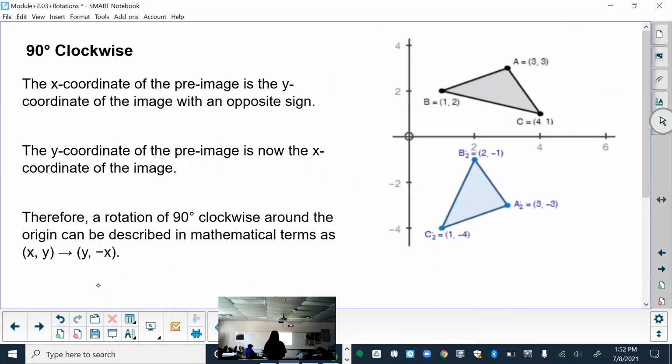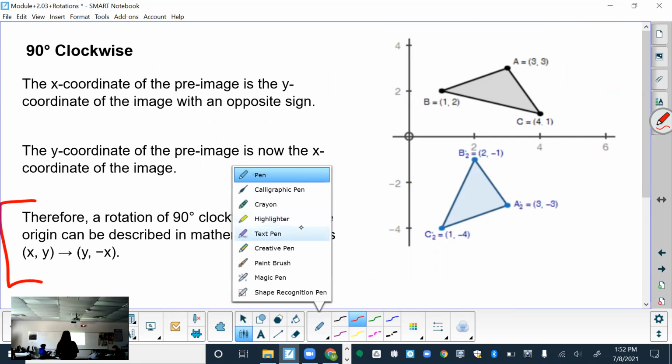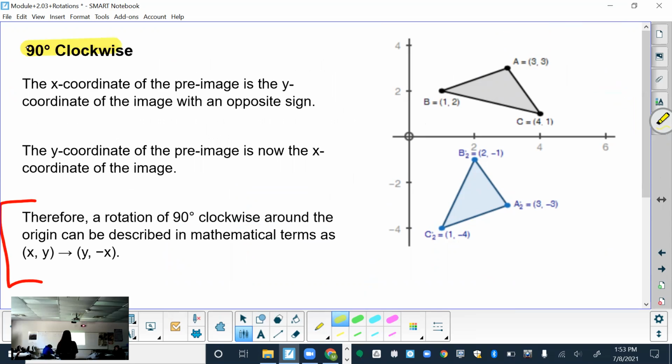So then for 90 degrees clockwise, here's an example and here's our rule. I would star and highlight this bottom part. Anytime you have a 90 degrees clockwise rotation around the origin, so around this middle part of your graph, you can simply move the y value to the x value spot. So change the order and change the sign of the x value. So just follow the rule.